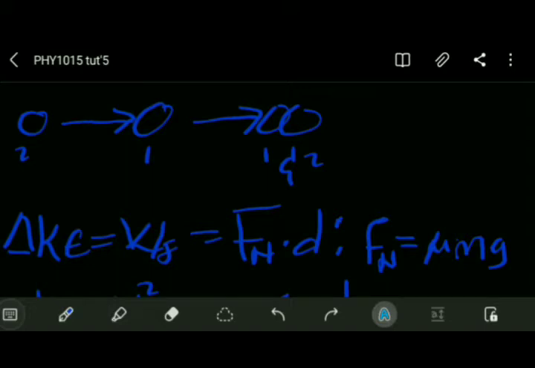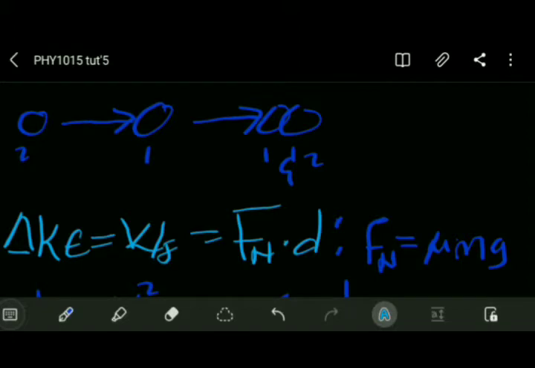So the change in this kinetic energy will be equal to the work done by the friction force. The work done by friction is simply the normal force multiplied by the distance.